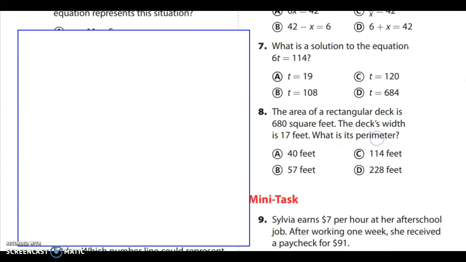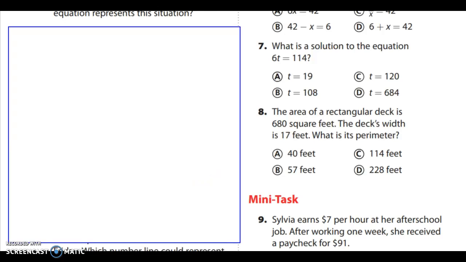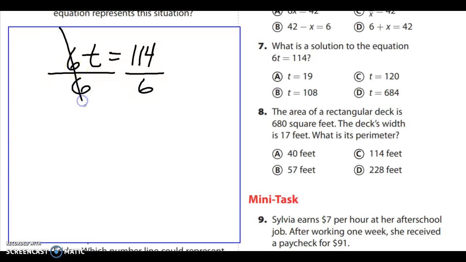Number 7 reads, what is the solution to the equation 6t equals 114? Well, how do we do this? This is a multiplication equation, and you solve multiplication equations by dividing. So we're going to divide by 6, and these 6's divide out and they cancel. So I've got t equals 114 divided by 6. I'm going to do that right here. 6 goes into 11. I didn't give myself enough room. Give myself some more room there.